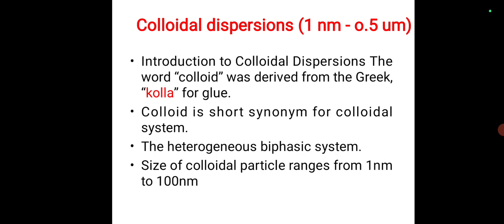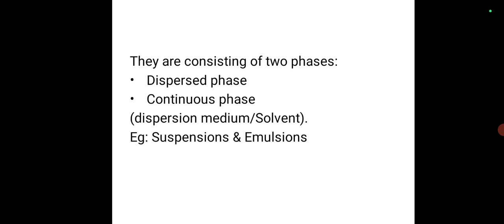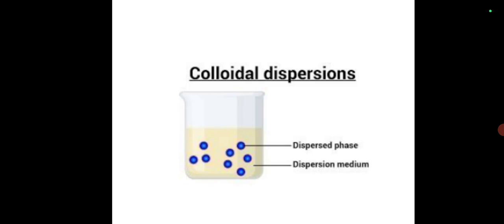The size of colloidal particles is averagely from 1 nanometer to 100 nanometer, but we consider the size range 1 nanometer to 500 nanometer, or 0.5 micrometer. They contain two phases: one is the dispersed phase, another one is the continuous phase. Examples are suspension and emulsion.